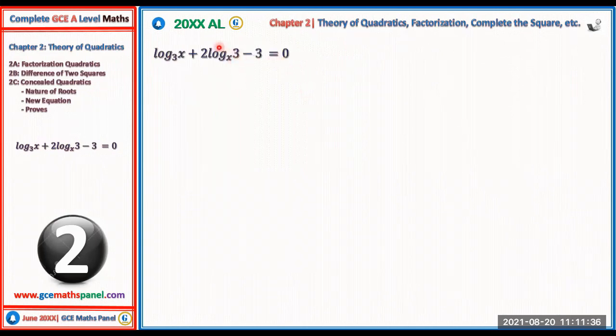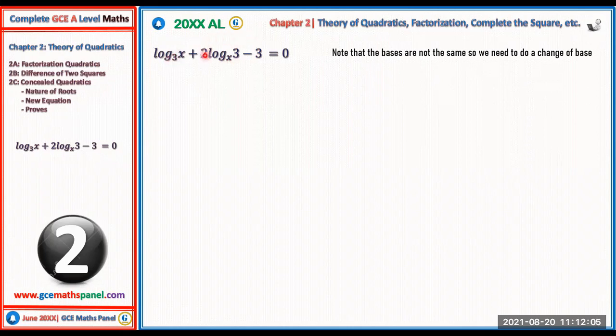Now, look at this log 3 base x and log x base 3. Are the bases the same? No, sir. It means that we have to do something to make the bases the same. Otherwise, it will not be possible for us to solve this quadratic equation, which is concealed. So we know that the bases are not the same, and the only thing we can do is a change of base. I would like all the bases to be base 3.